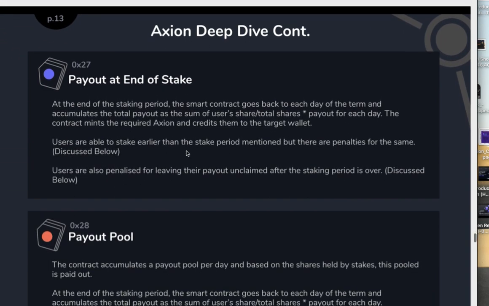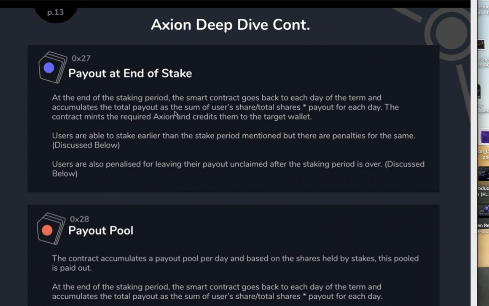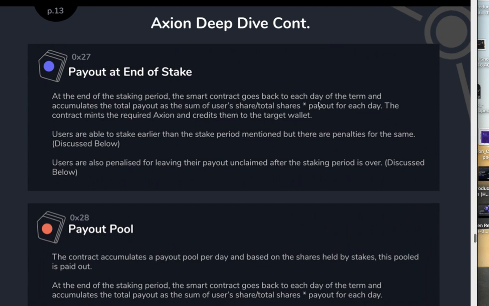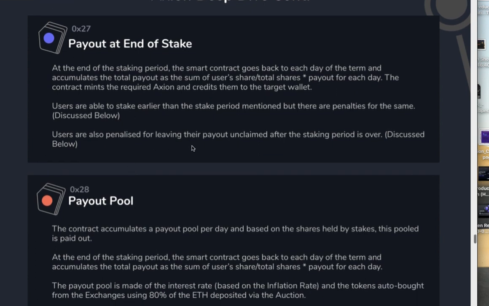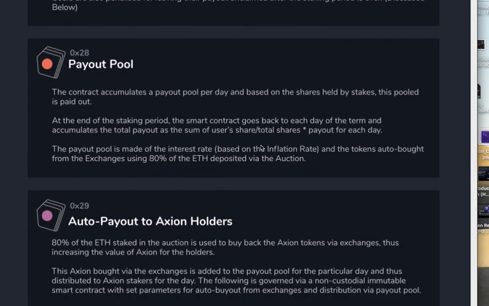So, payout at the end of the stake. At the end of the staking period, which is what you really want to know, the smart contract goes back to each day of the term and accumulates the total payout as the sum of the user's share versus the total shares, times the payout for each day. The contract mints the required Axion and credits it to your target wallet. Users are able to end a stake earlier than the stake period mentioned, but there are penalties for that. Users are also penalised for leaving their payout unclaimed after the staking period is over. The contract accumulates the payout pool per day, and based on the shares held by stakers, this pool is paid out. These are the basics you want to know about getting paid.